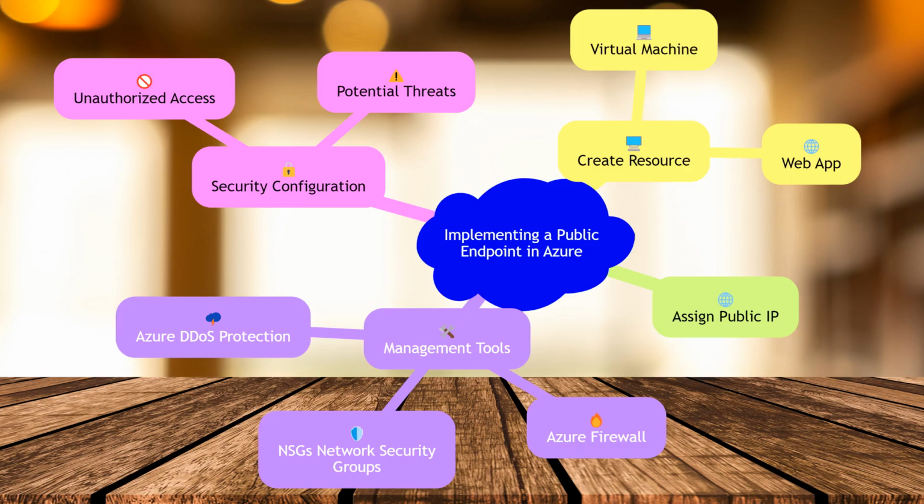To implement a public endpoint in Azure, you typically start by creating a resource, such as a virtual machine or a web app, and then assign it a public IP address. Azure provides various tools and services to manage and secure public endpoints, including Azure Firewall, NSGs, and Azure DDoS protection. It's essential to configure these security measures appropriately to protect the resource from unauthorized access and potential threats.